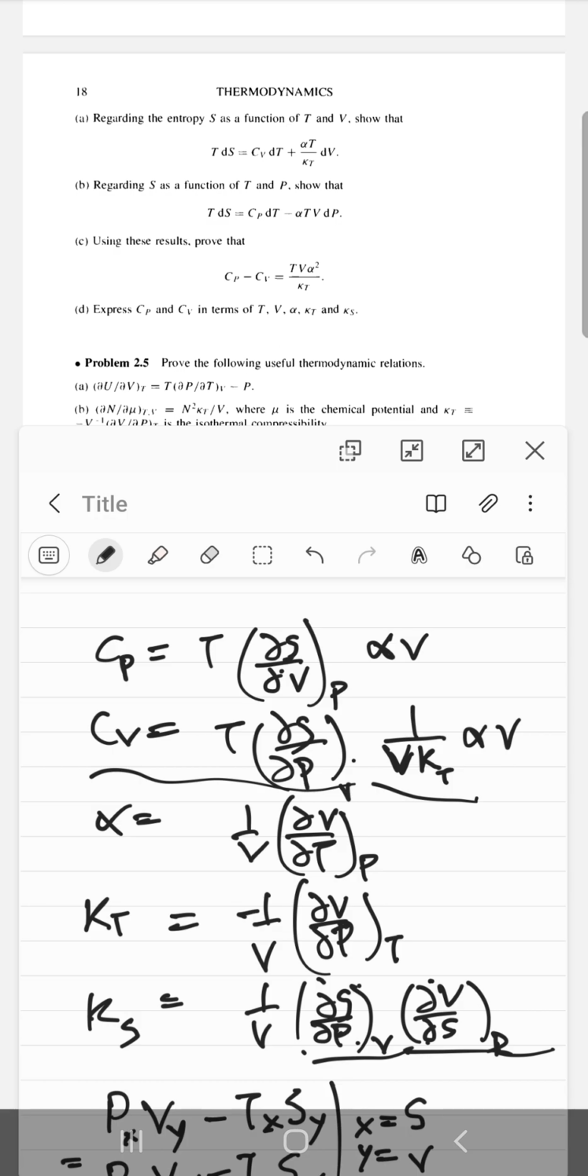Yeah, that's going good so far. So this V cancels with that V and you just get alpha upon kT over here. Right, I suppose there was a V. Okay, yeah, there was a V. Fine, so we just get alpha upon kT.